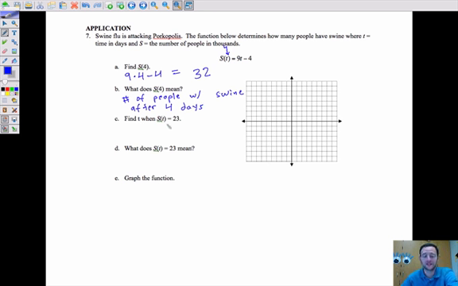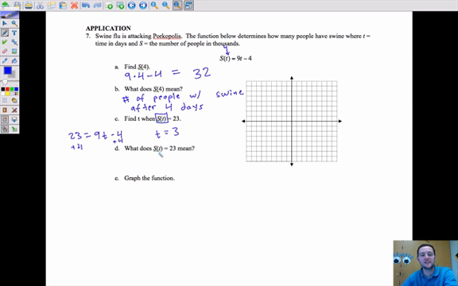Find t when s of t equals 23. So I'm taking s of t, setting it equal to 23. So I get 23 equals 9t minus 4. Now I'm solving an equation, add 4 to both sides, divide by 9, you'll get 27 divided by 9 is 3, t equals 3.